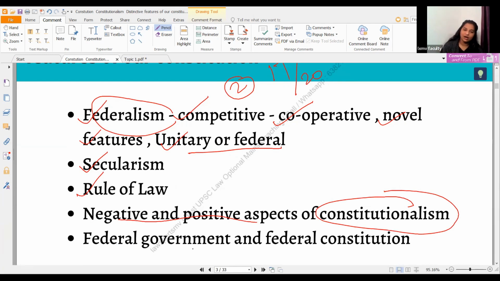And next, what is a federal government? What is a federal constitution? That we have to distinguish. Okay, this is our framework. That's how we are going to proceed. Okay, so now let's start with the topics quickly.